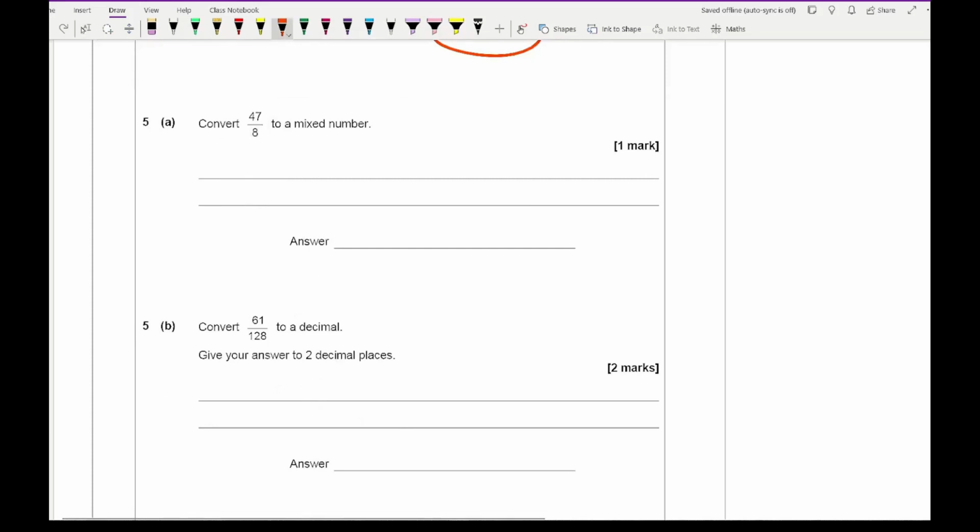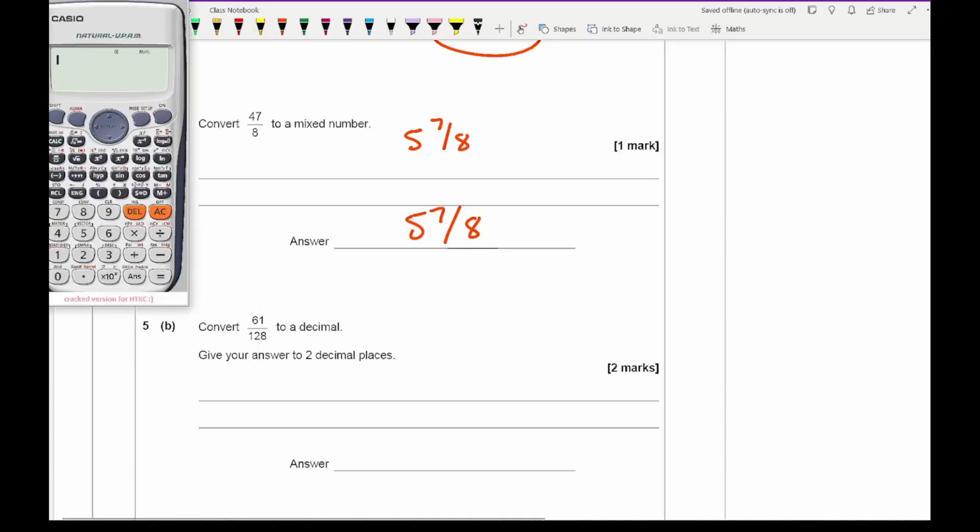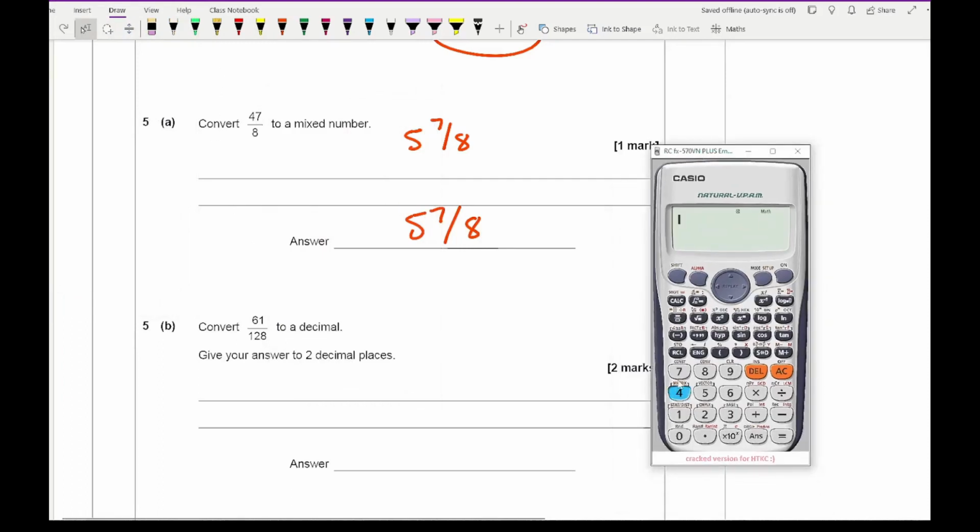Next question, 5a, says convert 47 over 8 into a mixed number. Now, to do this, what we just need to do is how many 8s go into 47? Well, that's going to be 5, remainder 7. And so we write the mixed number as 5 and 7/8. Now you can do this on your calculator. All you need to do is simply enter the fraction in, so 47 over 8, press equals, and then if you press shift and the SD button, it will convert it into a mixed number for you.